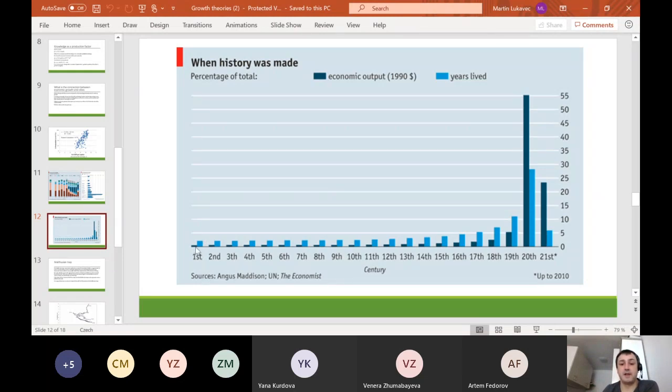This slide basically shows the same thing as before, but expressed a little bit differently. This is basically how much output was created in any given century. It means how many.